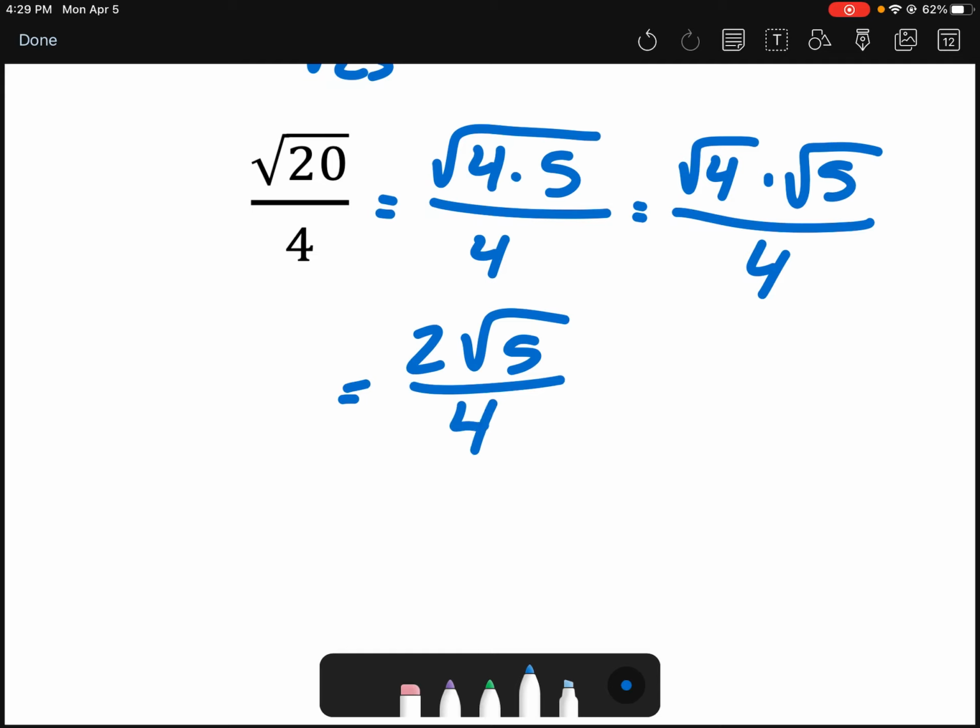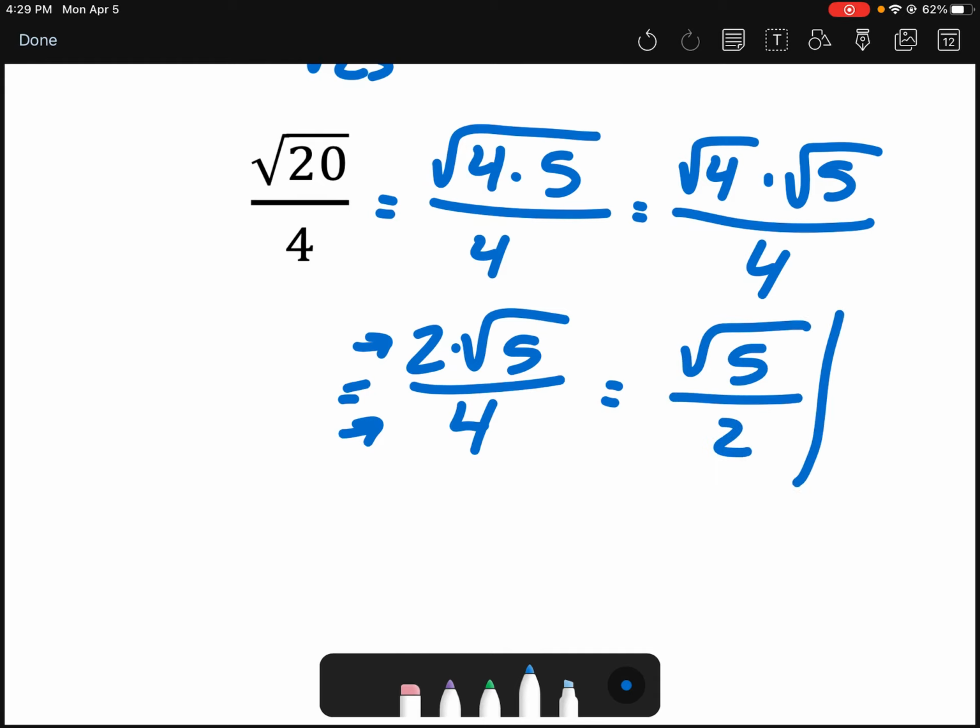Now, if you gave this on the test, I would take points off because your fraction is not simplified. You see at the top, we have a factor of 2, and we can rewrite the bottom to be 2 times 2. So I can take a 2 from the top and bottom. The final answer here would be root 5 over 2.